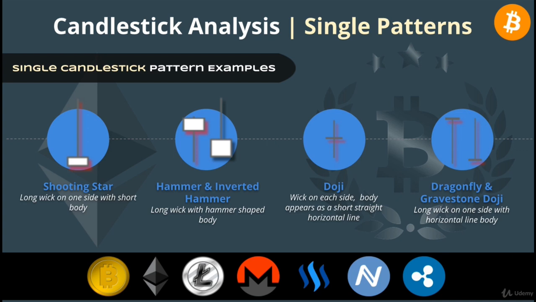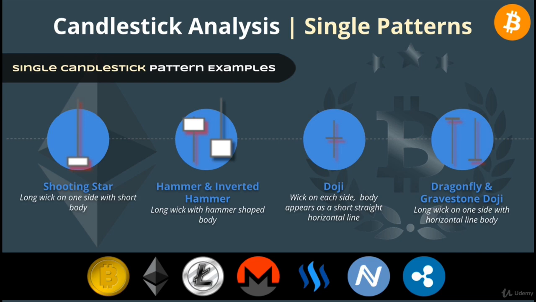The Gravestone Doji is when buyers drive the price up during the day, but sellers are still prevalent and drive the price back down to the opening price before the market closes. This forms an upside down T and signals a trend reversal. But of course, you should use other candlesticks to confirm.